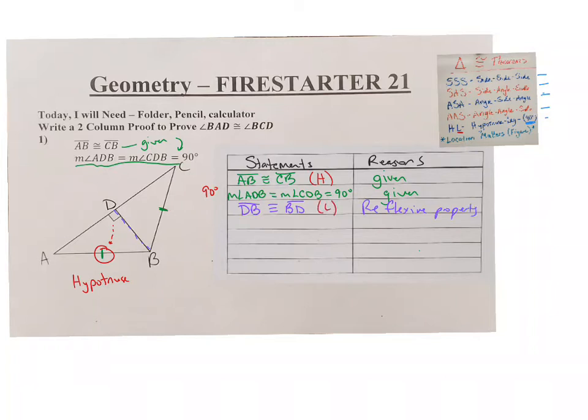And that's my leg statement. So now I have a hypotenuse, check. I have a leg, check. And I have the 90-degree, check. That means I can say the triangles are congruent. So I can say triangle, I'm going to go A first, then D. I should have written that differently. A, D, B is congruent.